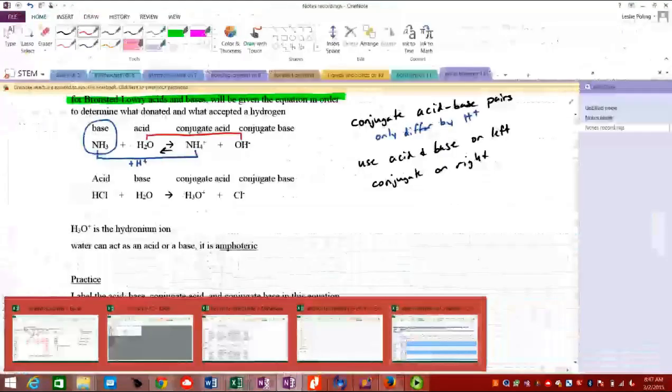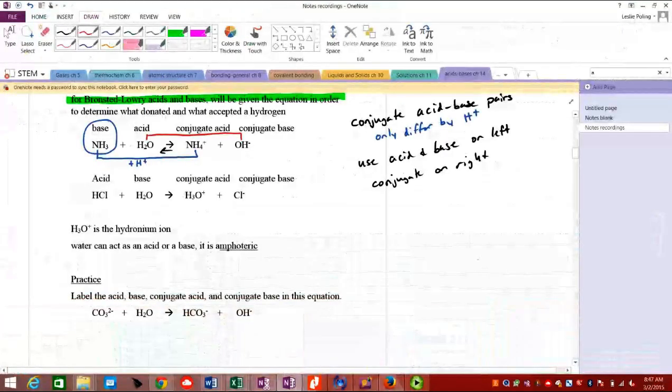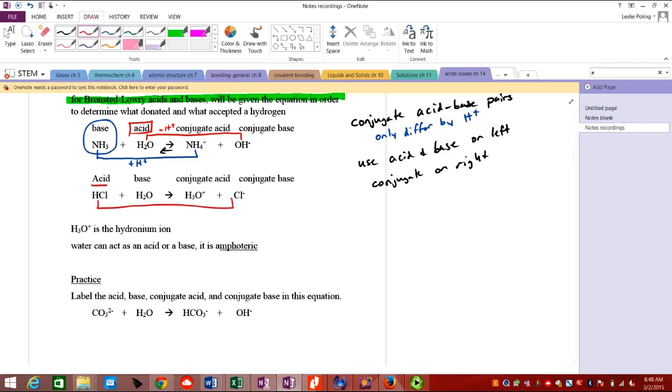And H2O is donating an H+, which is why it's the acid. If we were to go backwards, OH minus going to H2O would be gaining it. That's why it's the conjugate base. So we look here, HCl is donating the hydrogen. That's what makes it the acid. H2O this time is accepting the hydrogen. That's what makes it the base.